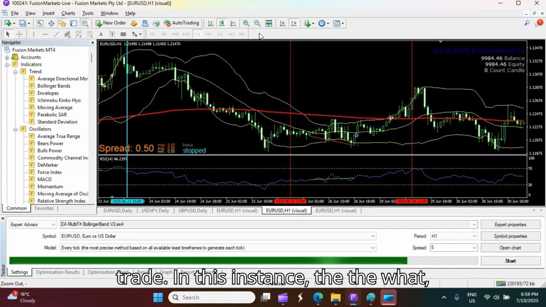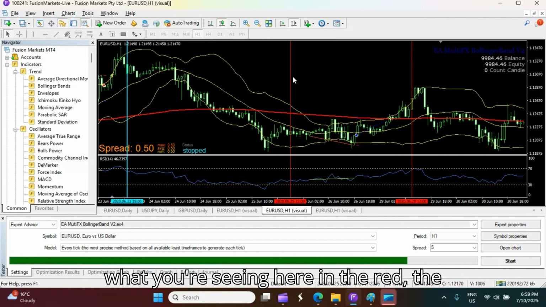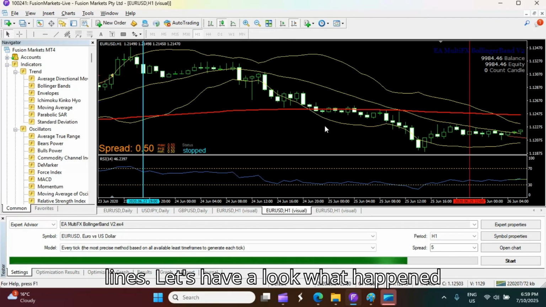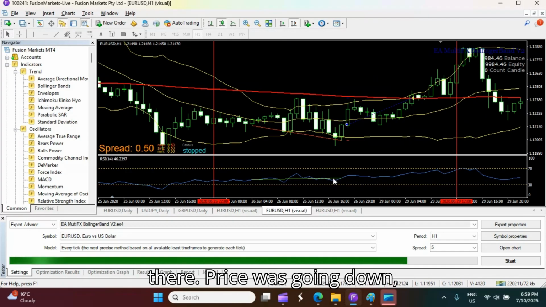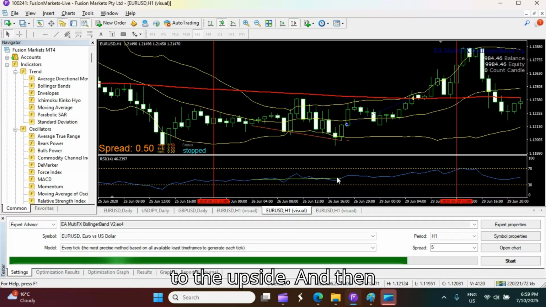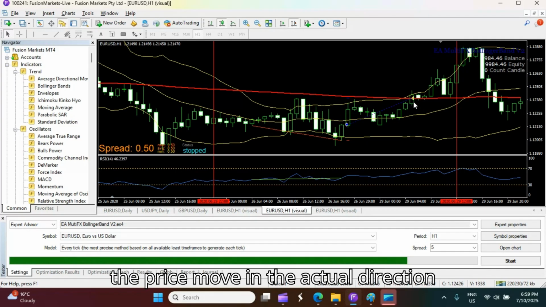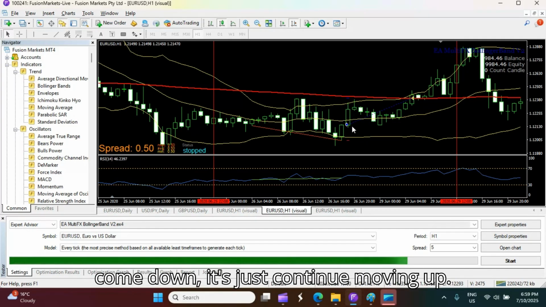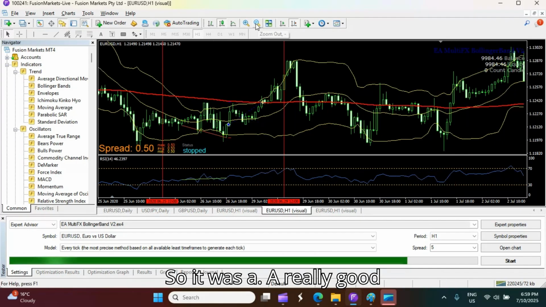In this instance, what you're seeing here in the red boundaries, the two vertical lines. Let's have a look at what happened there. Price was going down, right? RSI was gaining momentum to the upside, and then the price moved in the actual direction and it hit target. It didn't even come down; it just continued moving up. So it was a really good trade, right?